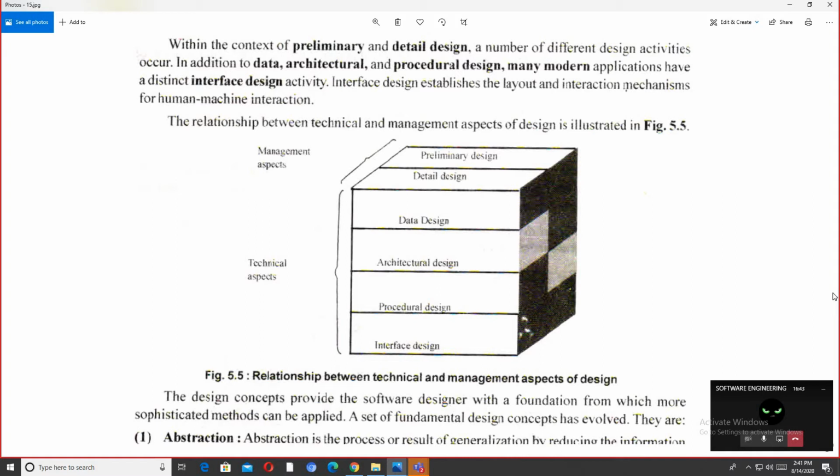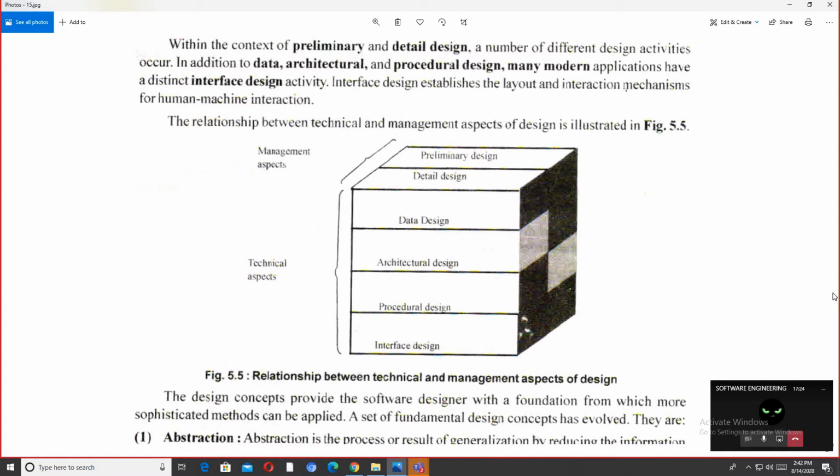Now, what are the interfaces we discussed in yesterday's lecture? The interfaces are the opening ports where you can either receive or send data; any interface is a connection from the inside world to the outside world. So in software engineering, many modern applications have a distinct interface design activity. It is very important because once the interfaces are designed properly, then the software system can interact with the outside world.